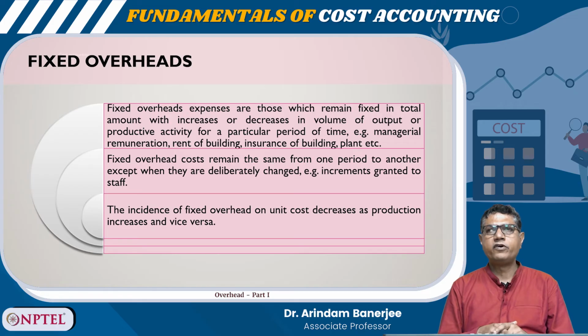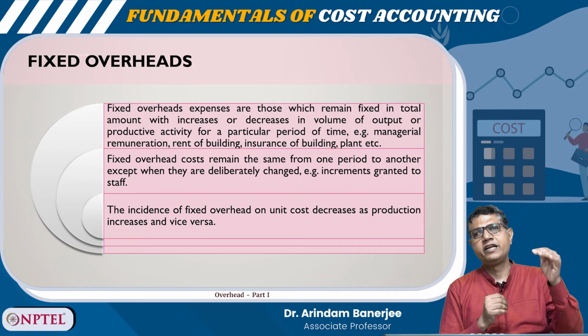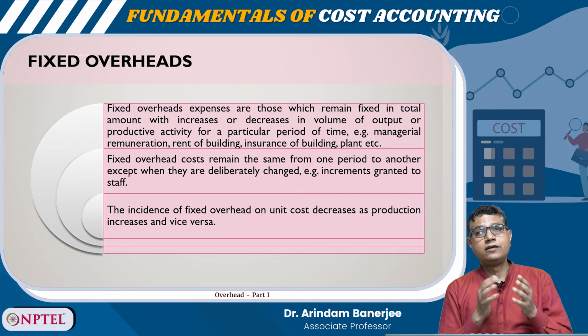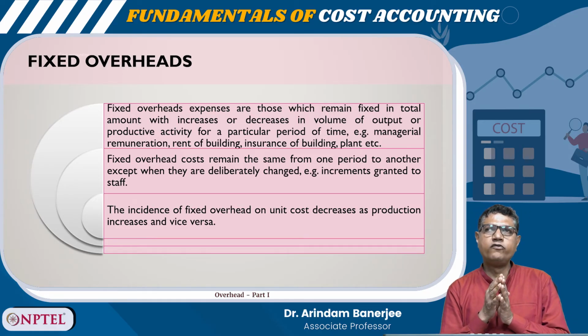So, for example, salary paid to the office staff, or rent paid for the building. Suppose the company is paying rent for a factory shed. Whether the factory works at 60% capacity or 80% capacity, the rent will remain the same. And it is an overhead. Why? Because you can't allocate it to the individual products. So, this type of overhead is called the fixed overhead.